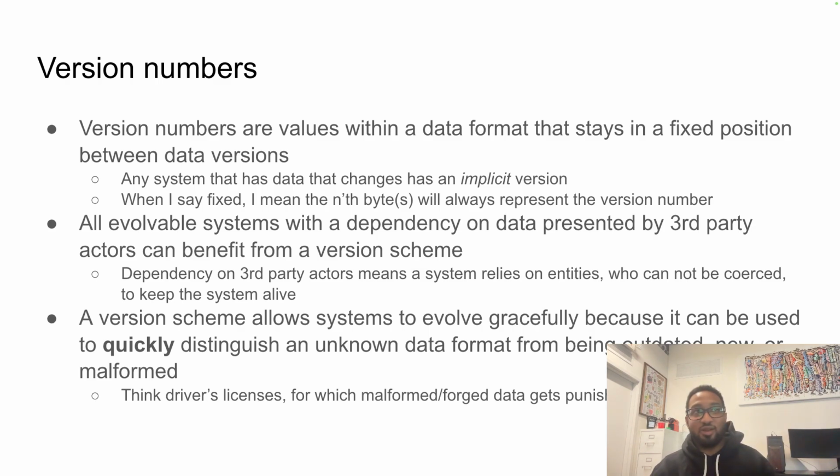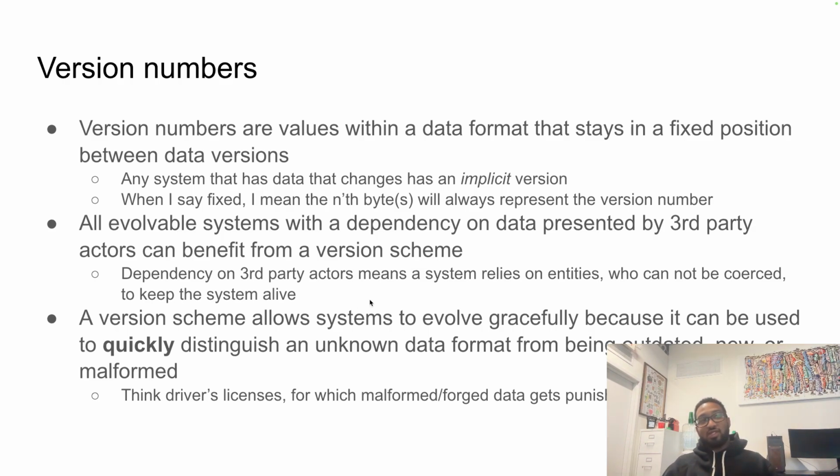Dependency on third-party actors means the system relies on entities who cannot be coerced to keep the system alive. For example, in Bitcoin, we are entities that cannot be coerced to keep the system alive. We use it because we want to use it, and the system relies on people wanting to use the system. So a version scheme allows systems to evolve gracefully because it can be used to quickly distinguish an unknown data format as being outdated, new, or malformed, which can help a lot when parsing, and you get some efficiency gains.